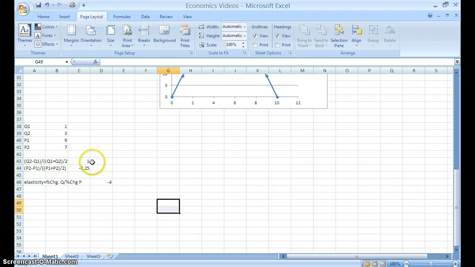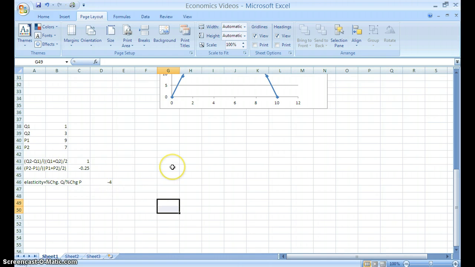When I push the button, I get an answer of 1 there. Then I have to do the same for price. The second price minus the first price divided by the average of the price gives me minus 0.25. This is essentially then the definition of elasticity. It is the percentage change in quantity, which is this whole thing right here, divided by the percentage change in price, which is this thing right here. And the answer in this one is minus 4.